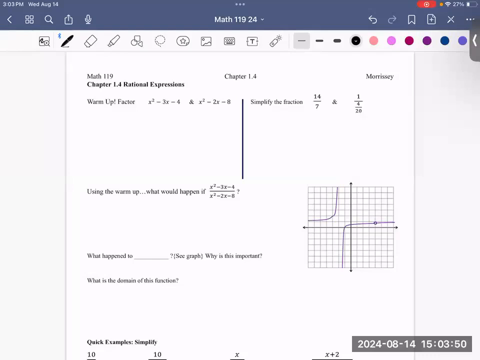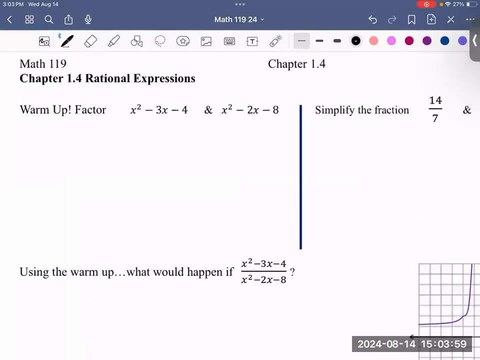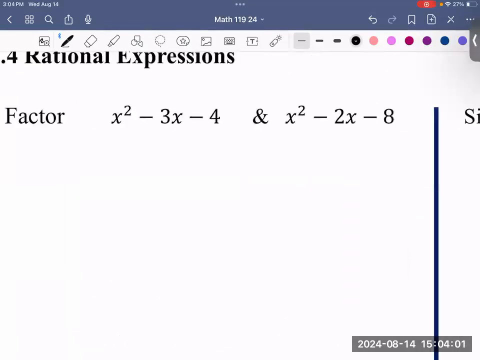Now, if we don't know how to factor, definitely go back to Chapter 1.3, where we talk about different ways to factor. All right, so first up, we have these two polynomials. When we go to factor, we always want to be aware of a GCF. So if any of these three have something in common, we can factor it out.